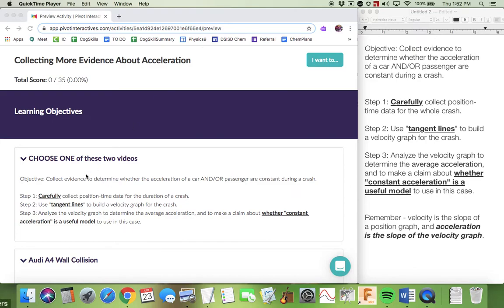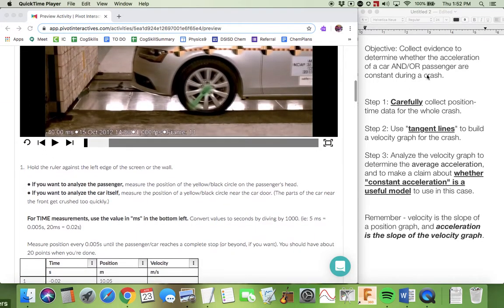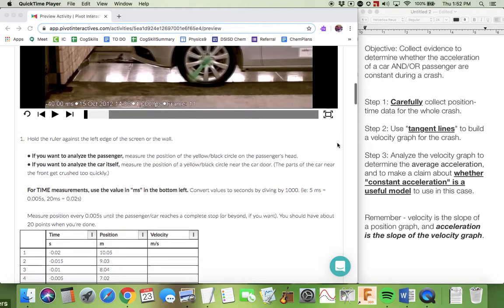So I have collected some data. I actually just made it up to show you what I'm dealing with here. So the first step for you is still to carefully collect position time data for the whole crash. I want to show you these other steps before I do, but I want to point out this word "carefully" here is actually important.